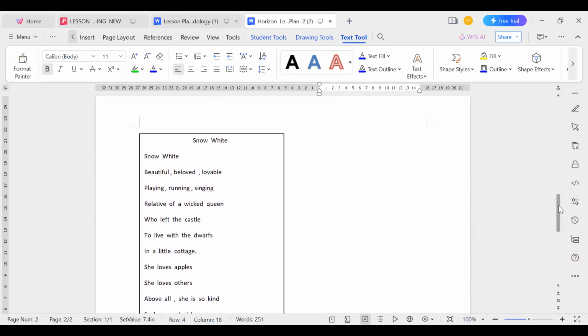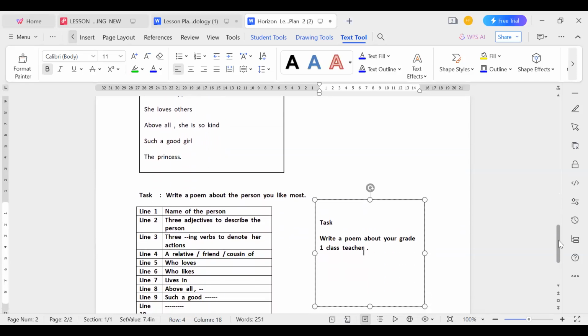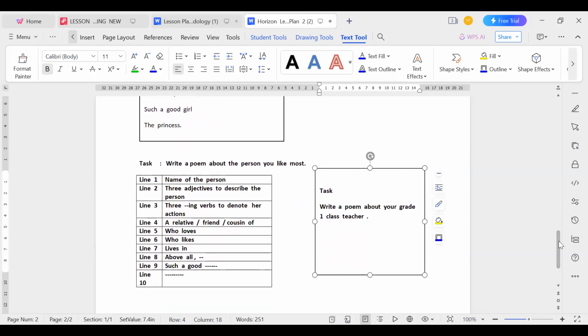Here there is beautiful, beloved, lovable. They will write kind, friendly. Sometimes if they don't know the word, they will ask you.